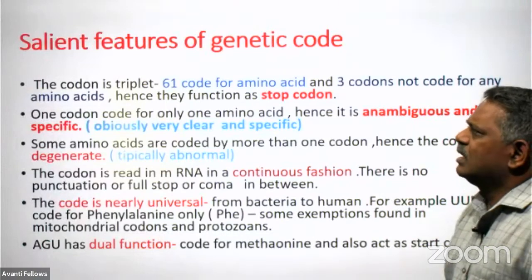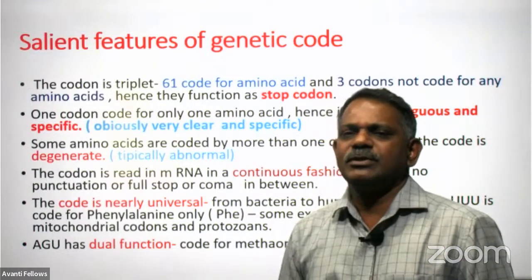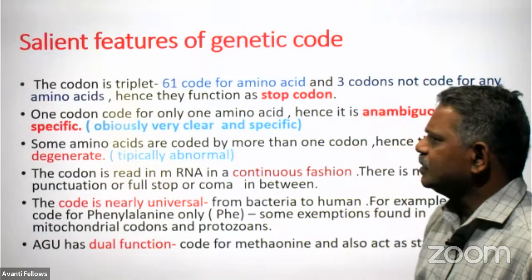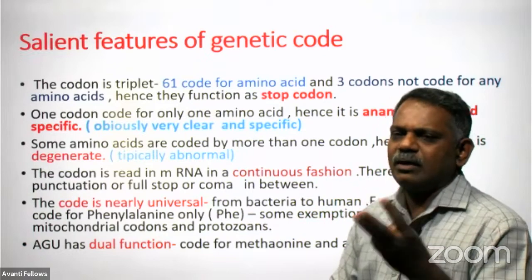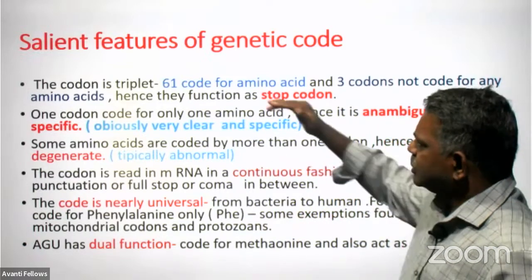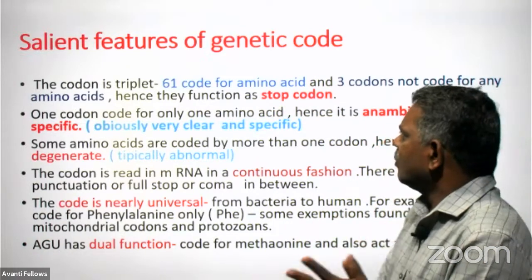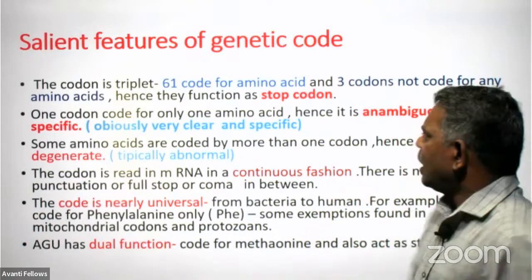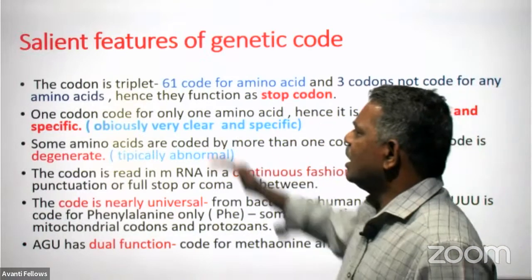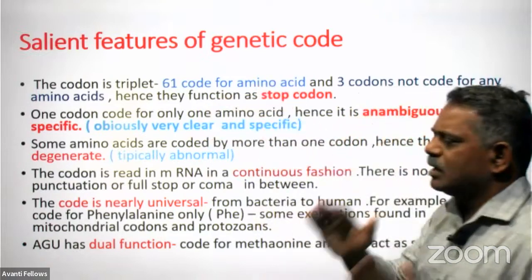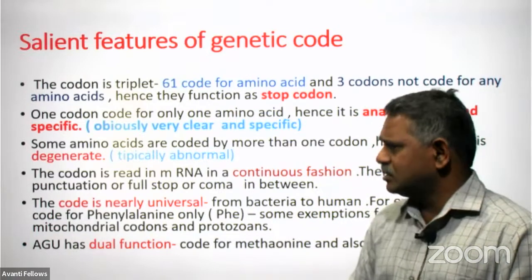Then come to the salient features of the genetic code, and this was asked once in the board examination. Salient features of the genetic code. As I told you, the codon is triplet, consisting of 3 nitrogenous bases, and 61 codes for amino acids. There are 61 triplet codons that code for these 20 amino acids, and 3 triplet codes do not code for any amino acid, and hence they function as what? The stop codons only, or we call them the terminating codons or nonsense codons.